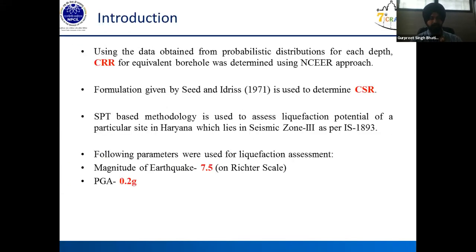Basically, we have used the formulation given by Seed and Idriss to determine our CSR, that is our cyclic stress ratio, and the guidelines given in NCEER have been used to determine the CRR value, that is the cyclic resistance ratio. In the entire region, we have used an earthquake magnitude of 7.5, and the PGA value used is 0.2 g. The site I am talking about currently lies in seismic zone 3 as per the IS 1893 classification.